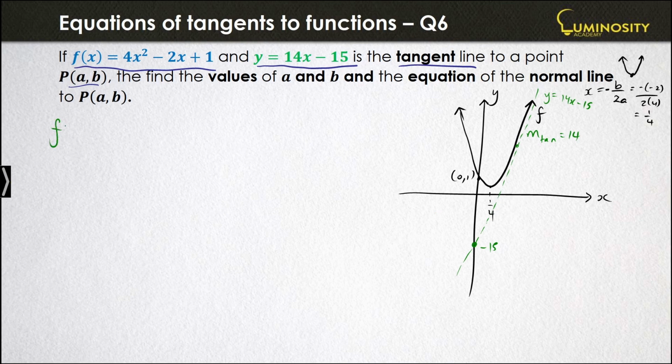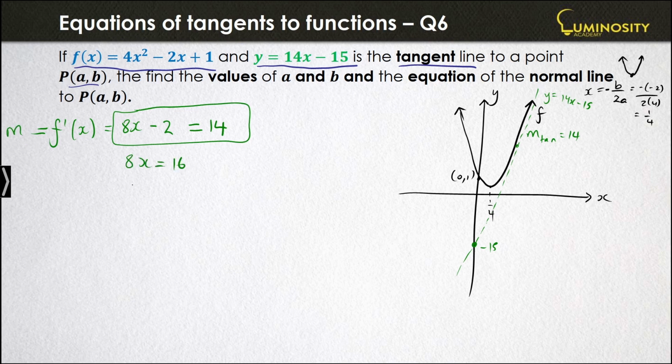Well, the derivative of f, from the power rule and the sum and difference rules, will be 8x minus 2. And we want the x value that gives us a gradient of 14, because the derivative is the gradient of the tangent line. So I'll get 8x equals 16, therefore x equals 2, right? I moved over the 2 to get 16 there, and then 8 times 2 is 16.